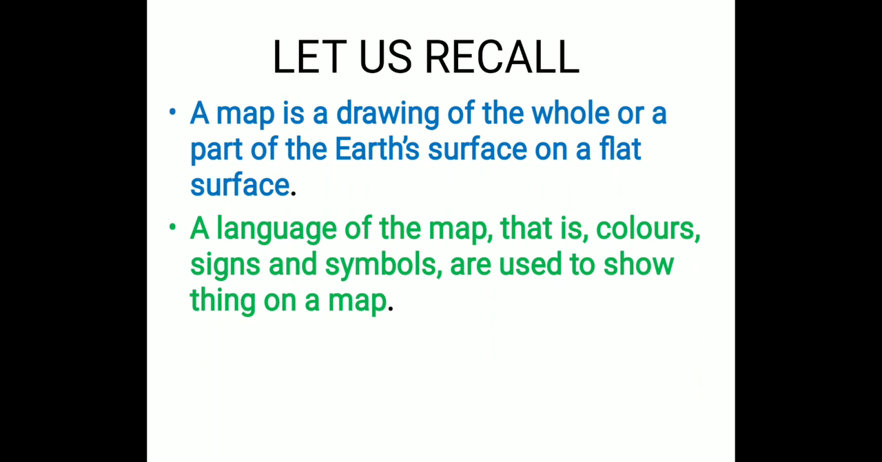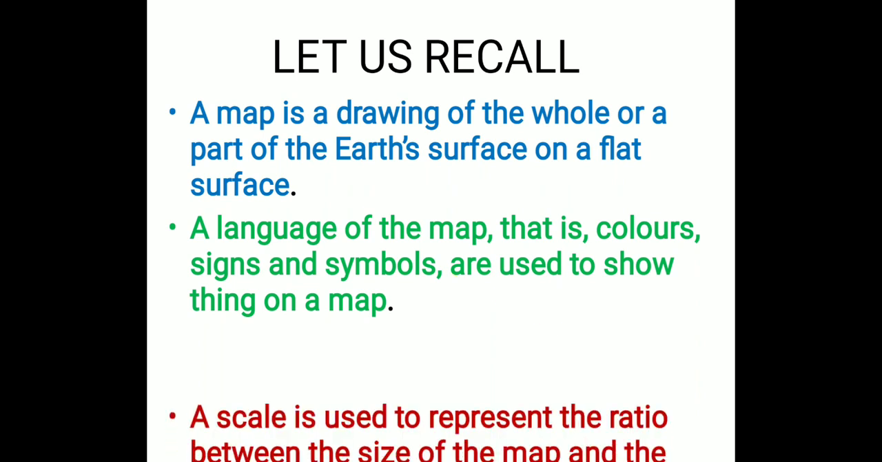Now, the language of the map: colors, signs and symbols are used to show things on a map. So what is the language of a map? The language of a map is the colors which we are using on the map, and the signs and symbols which are being used when we are drawing a map. So these are the language of the map: the colors, signs and symbols.